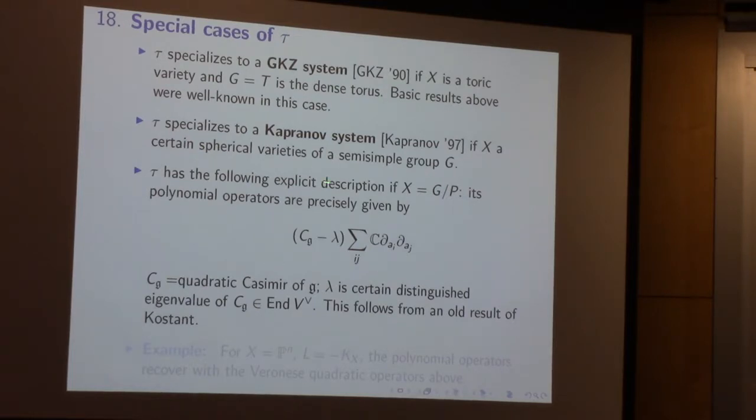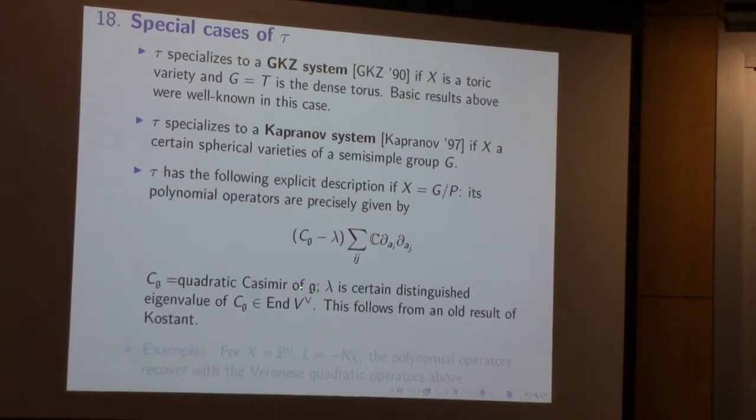Okay, so what about the case where you take a projective homogeneous space, G mod P, where G is semi-simple and P is parabolic. In this case, you can give a very explicit description of the polynomial operators that literally goes back to Kostant. Kostant didn't study the differential system, but what he studied was the embedding ideal. He wrote down an explicit set of generators for the defining equations of the embedding, and it's given by this very nice formula. You take the quadratic Casimir of G.